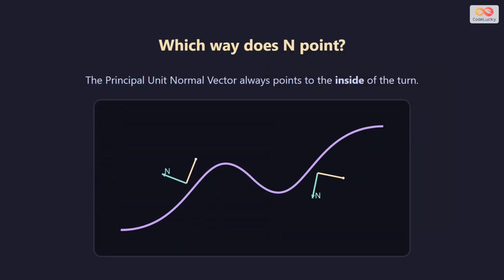So we know N is perpendicular to the path, but which way does it point? The principal unit normal vector always points towards the inside of the turn. It indicates the direction the curve is bending towards. If you were driving a car, N would point towards the center of the turn you are making.